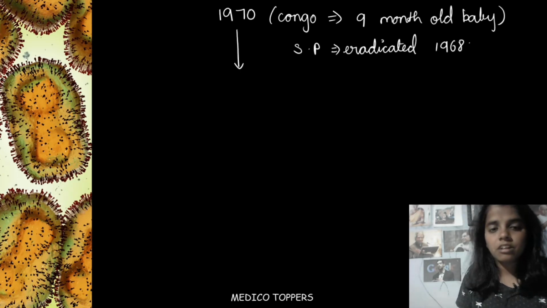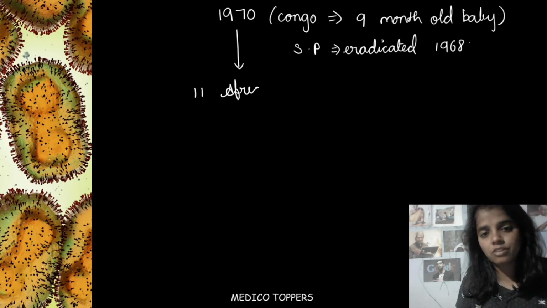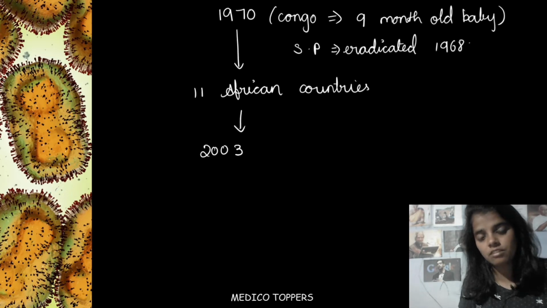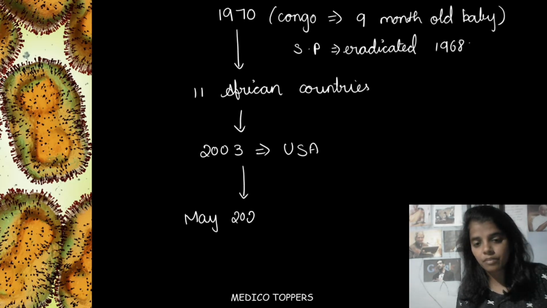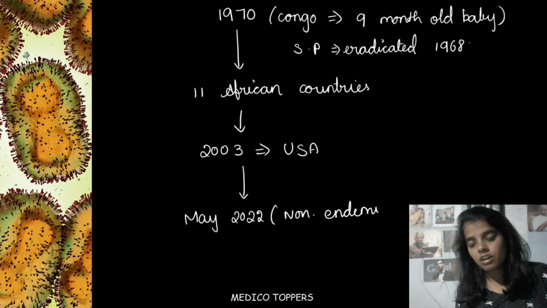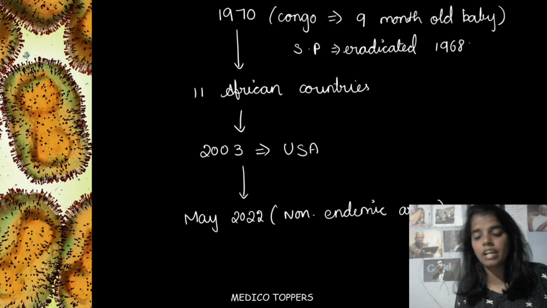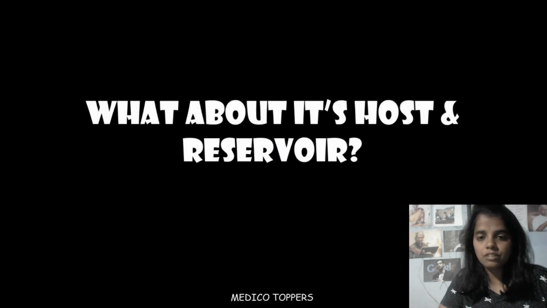After that, around 11 African countries showed endemic outbreaks of monkeypox. Around 2003, this disease was observed in the USA, and after that there were a lot of outbreaks outside the endemic countries, with more frequent outbreaks seen after May 2022 in non-endemic countries. Even in India, recently we counted 4 cases of monkeypox virus. So this is all regarding the previous outbreaks of monkeypox. Now let's see the next fact: what about its host and reservoir?